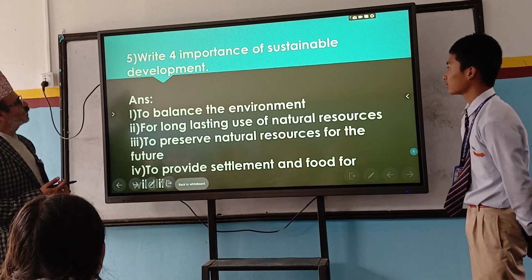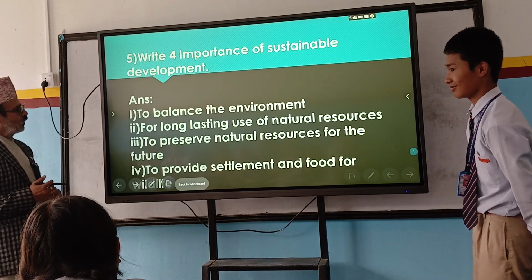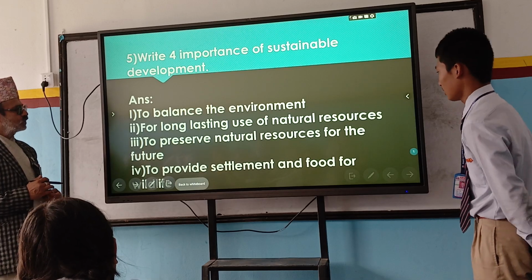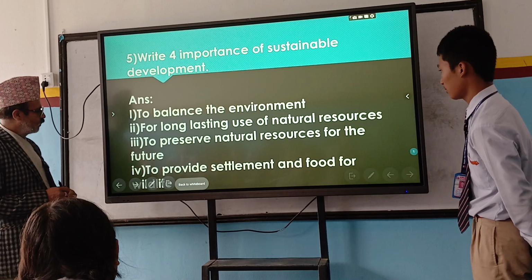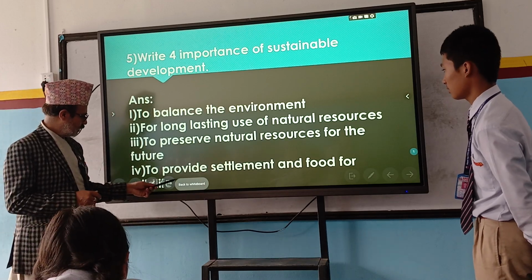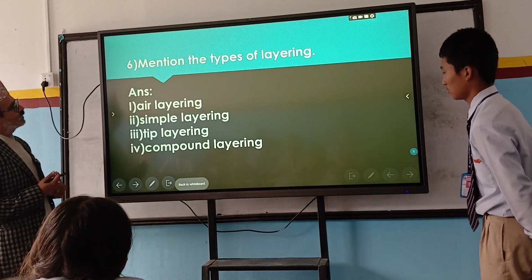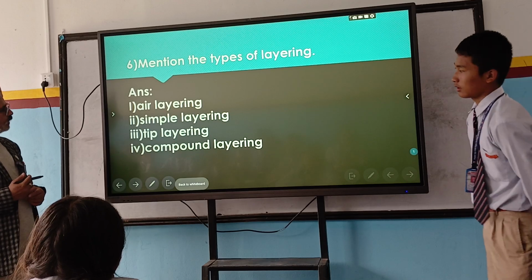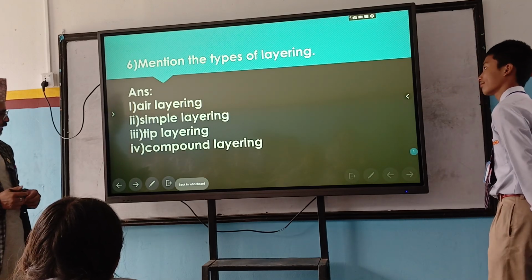Write 4 importance of sustainable development. To balance the environment for long-lasting use of natural resources, to preserve natural resources for the future, to provide settlement and food for wildlife, right? Mention the types of layering. Air layering, simple layering, deep layering, and compound layering, right?